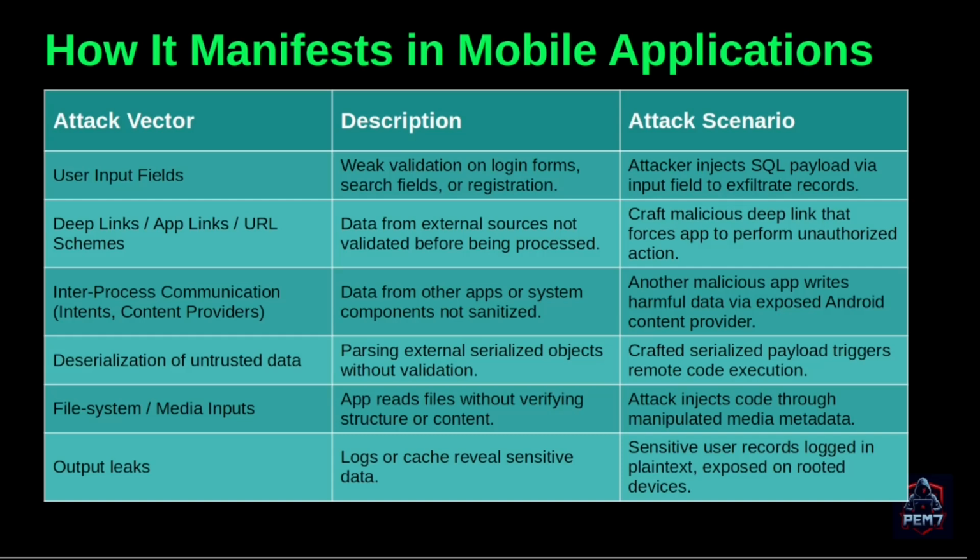Another attack path is inter-process communication, such as Android intents or content providers. So if your mobile application accepts data from another local app without validation, a malicious application can inject harmful data directly into your workflows. And we also see attacks where files or media are read without verifying their structure. In these cases, manipulating metadata can result in logic bypasses or code execution. And finally, deserialization of untrusted data, which is a very high risk threat. A malicious serialized payload can exploit the parser and compromise back-end systems once it reaches the server. Now, each of these scenarios has a common theme: unvalidated, trusted input in, and unexpected behavior out.